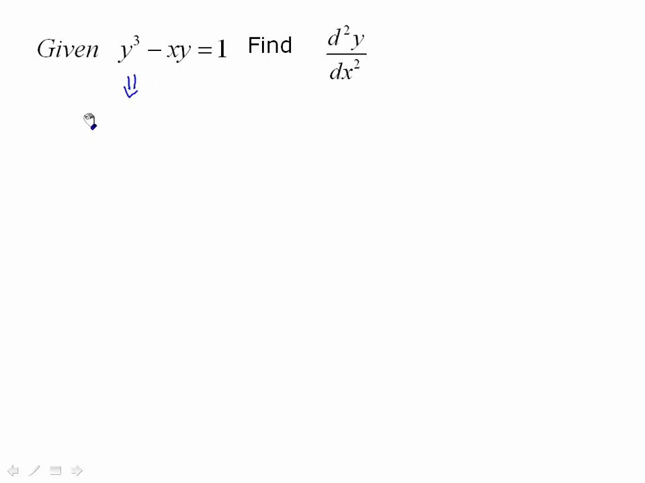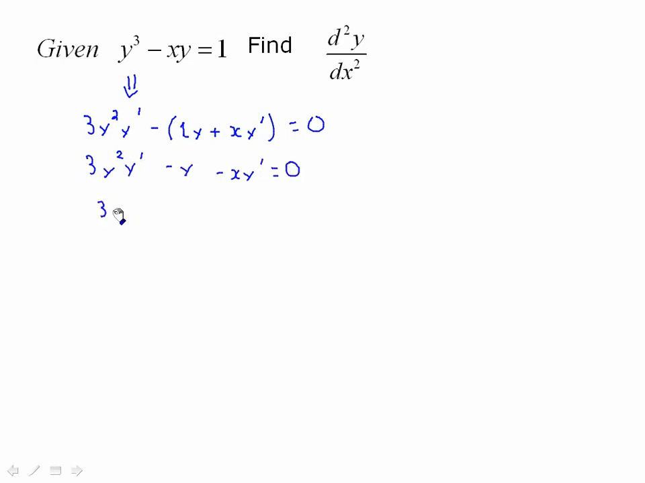So with care, 3y cubed would be 3y squared times y prime, minus, now with the product rule, the derivative of x is 1. We've seen this version before, times y, and then plus x stays as it is, take the derivative of y, and it's y prime. And then this is equal to 0. So 3y squared y prime, minus y, minus x y prime is equal to 0.